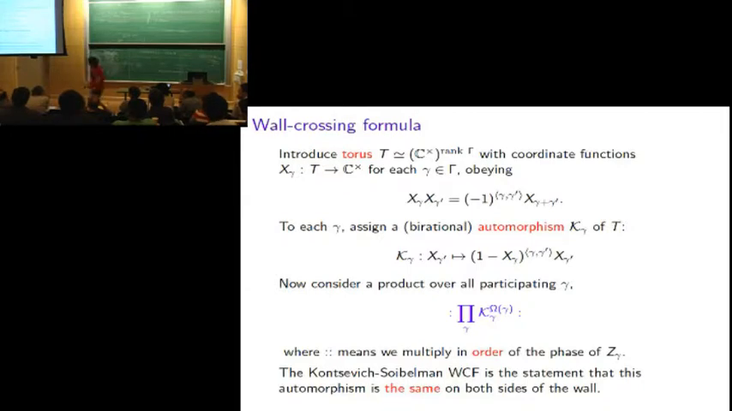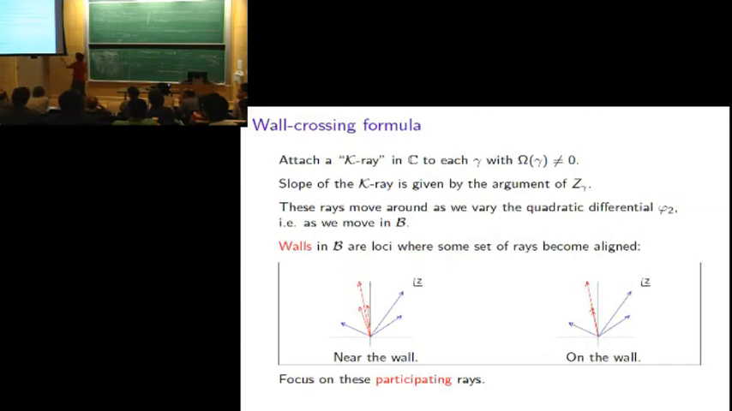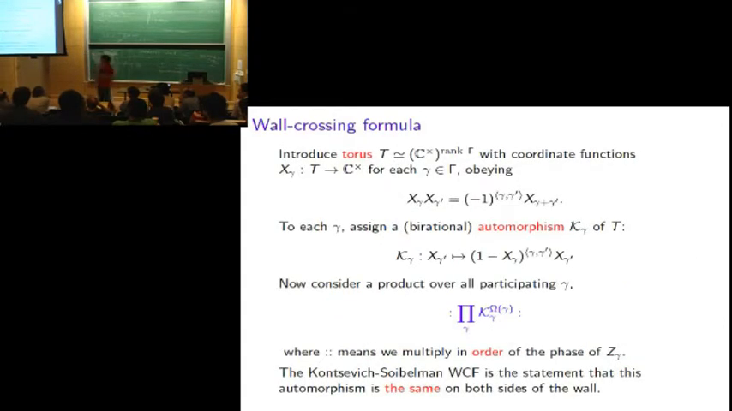And now what we do is, remember we had a bunch of rays corresponding to a bunch of non-zero invariants. And now for each of those rays, we assign a corresponding automorphism, the automorphism K gamma. We raise it to the power omega of gamma. And now we take a product over all the rays. We take a product of these automorphisms. Well, that's a little tricky, because those automorphisms don't commute with each other. So to take the product, I have to tell you what order to take the product. And the order we take is just the order of the phase of Z gamma.